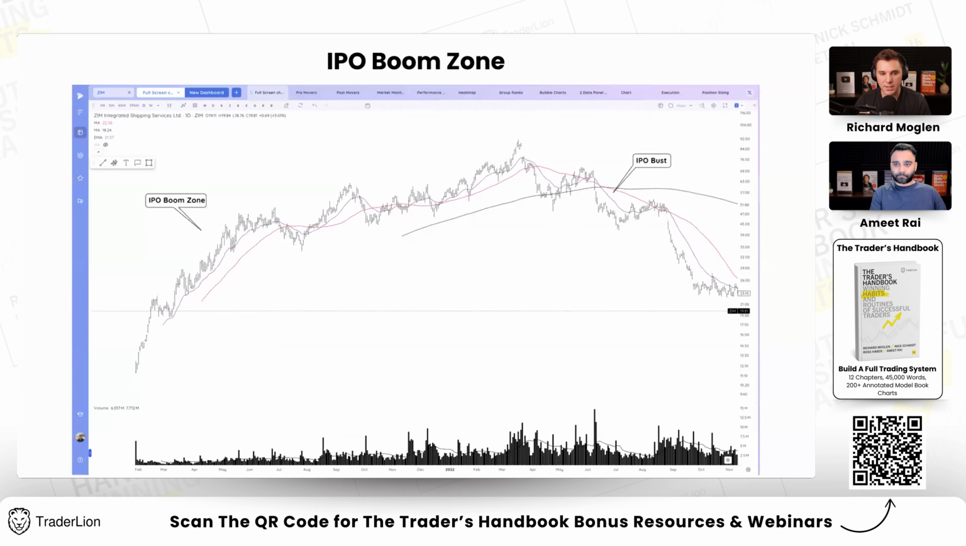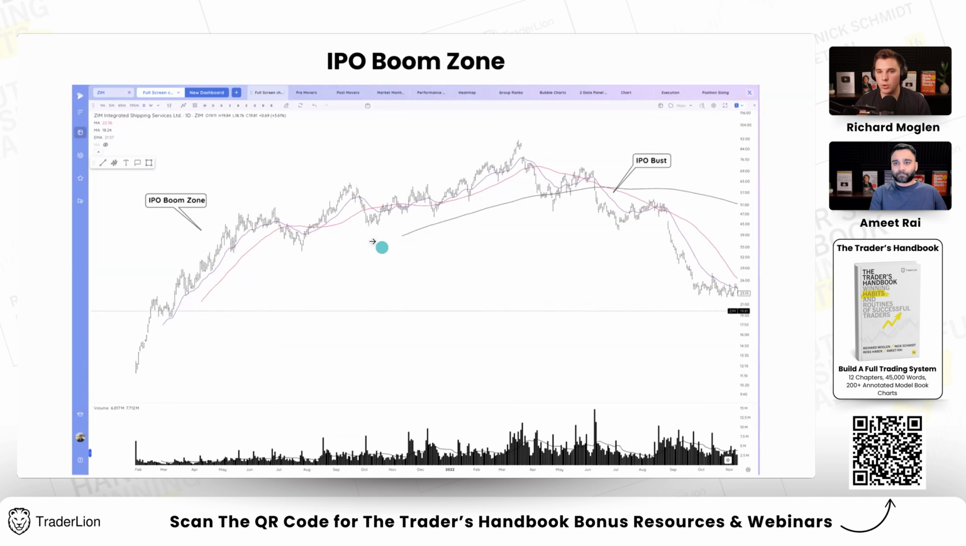I'm blanking on the stock, but basically Shark Ninja, I think that was another one that had an amazing recent IPO boom zone. There's just some stocks that have tremendous moves right after their IPO. They set up IPO bases like Google, which is the classic one to study, and make tremendous moves. But this zone is often short-lived.